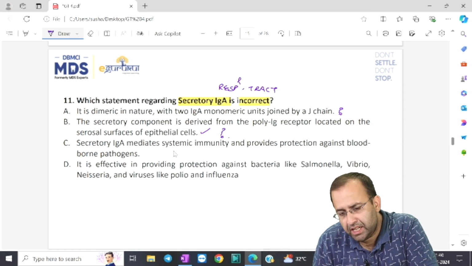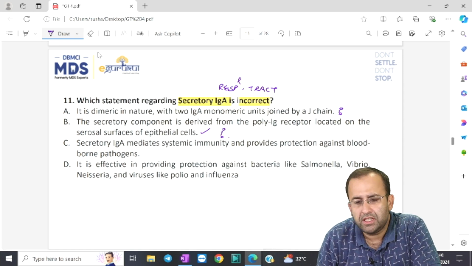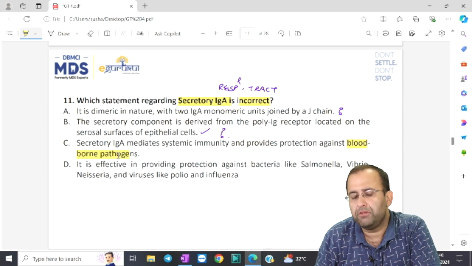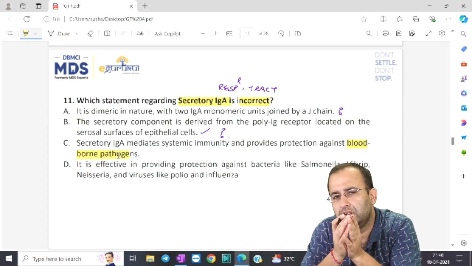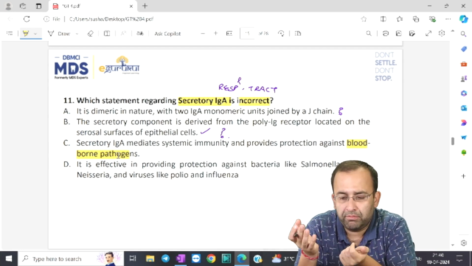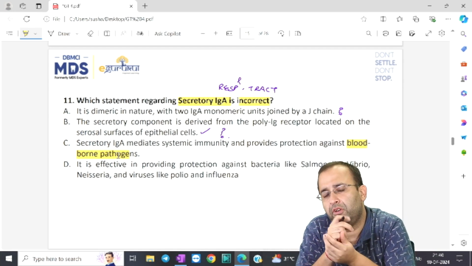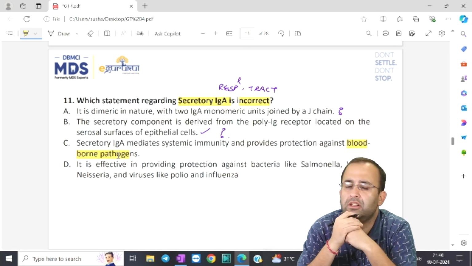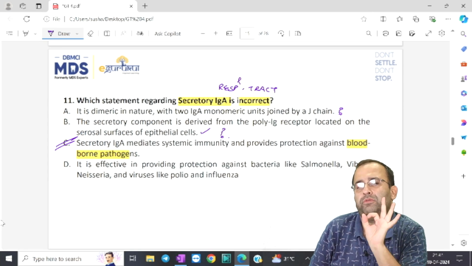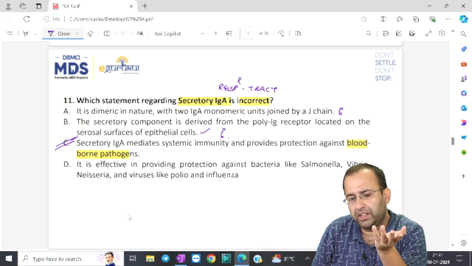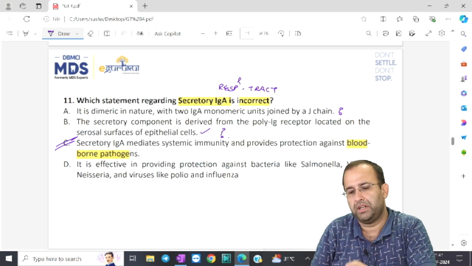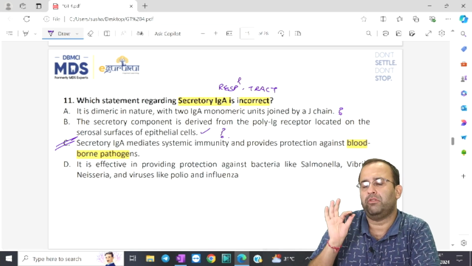Secretory IgA mediates systemic immunity and provides protection against blood-borne pathogens. Child, secretory IgA antibody is the one which is present in respiratory tract, since when did it start providing protection against blood-borne pathogens? For blood-borne pathogens, we have IgM and IgG. Thus, I know that this statement is false, which is incorrect. Option C. It is effective against bacteria, viruses, polio, influenza. Agreed. But it does not provide systemic immunity against blood-borne pathogens. So answer was C.